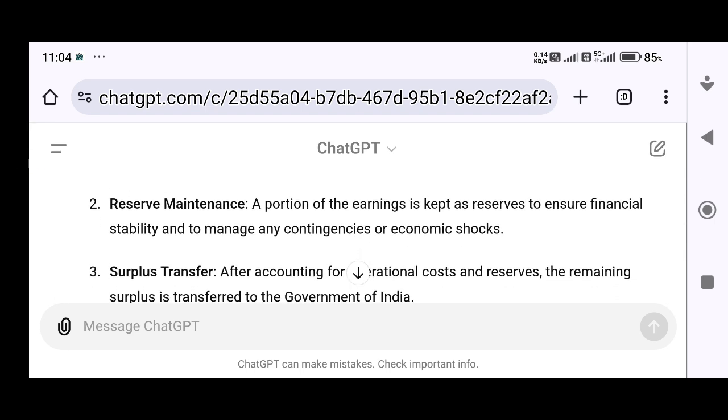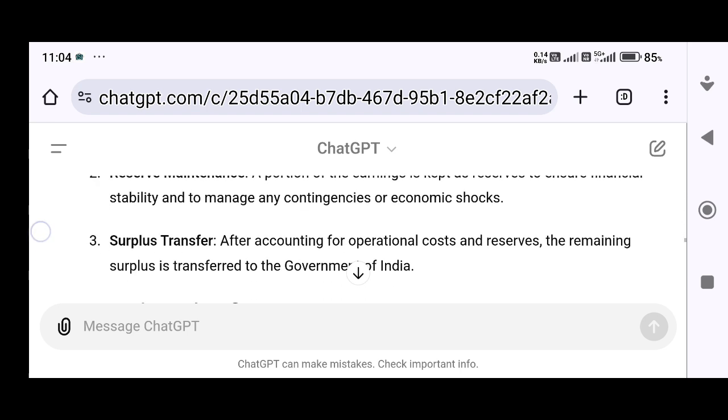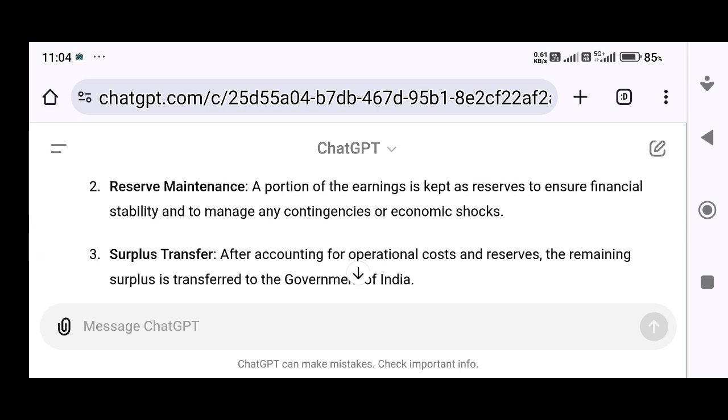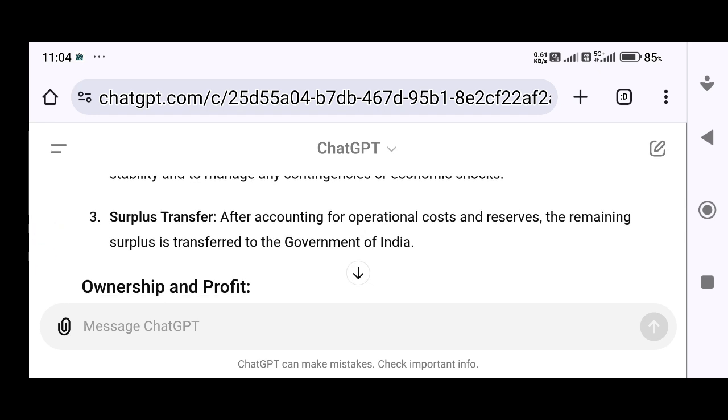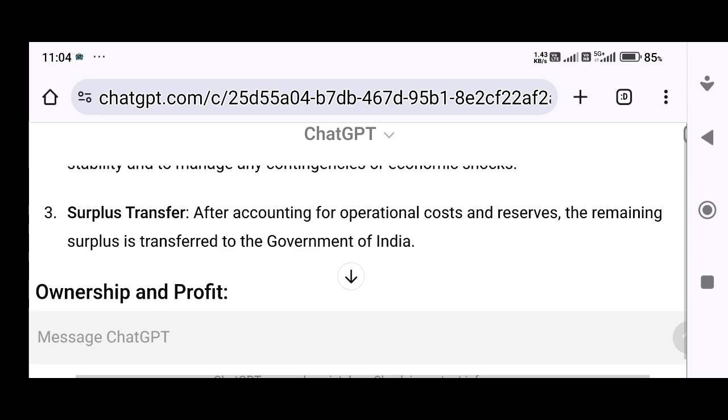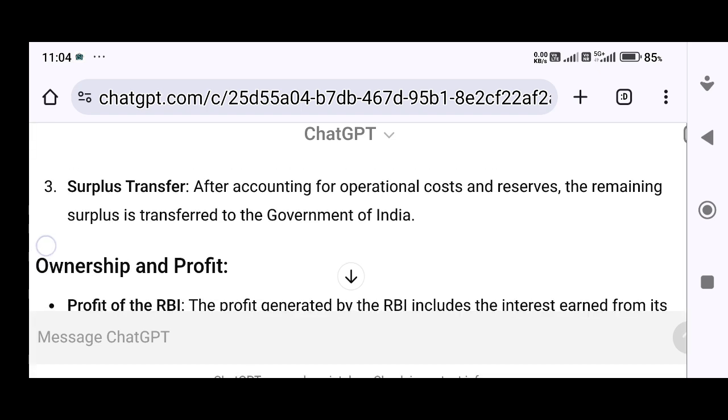2. Reserve maintenance. A portion of the earnings is kept as reserves to ensure financial stability and to manage any contingencies or economic shocks. 3. Surplus transfer. After accounting for operational costs and reserves, the remaining surplus is transferred to the Government of India.